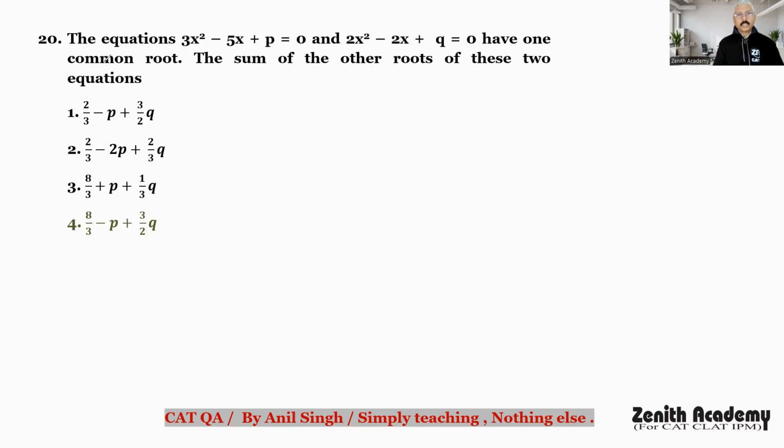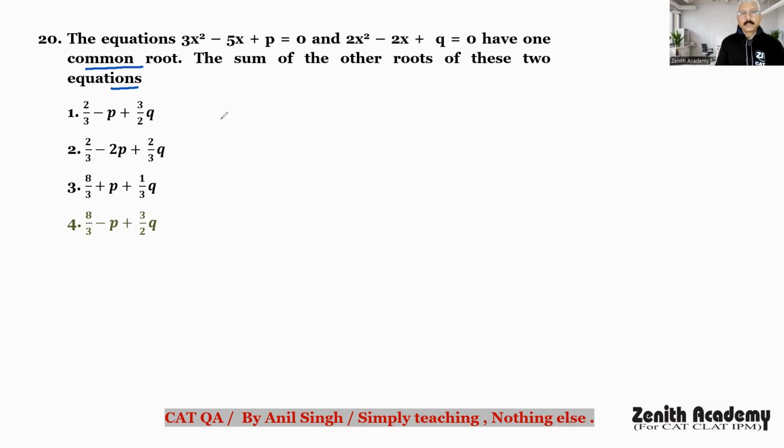Now the next question. The equations 3x square minus 5x plus p is equal to 0 and 2x square minus 2x plus q is equal to 0 have one common root. Find the sum of the other roots of these two equations.